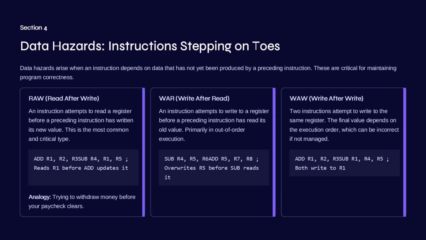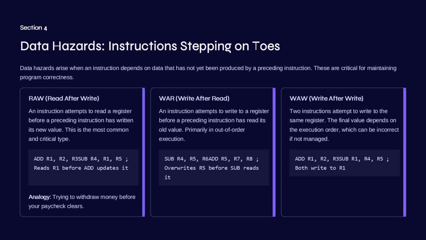C, WAW, write after write, output dependency. Two instructions write to the same register. The correct final value depends on the execution order. 1, ADD R1, R2, R3. 2, SUB R1, R4, R5. Both write to R1. If instruction 2 writes before instruction 1, the result will be wrong.